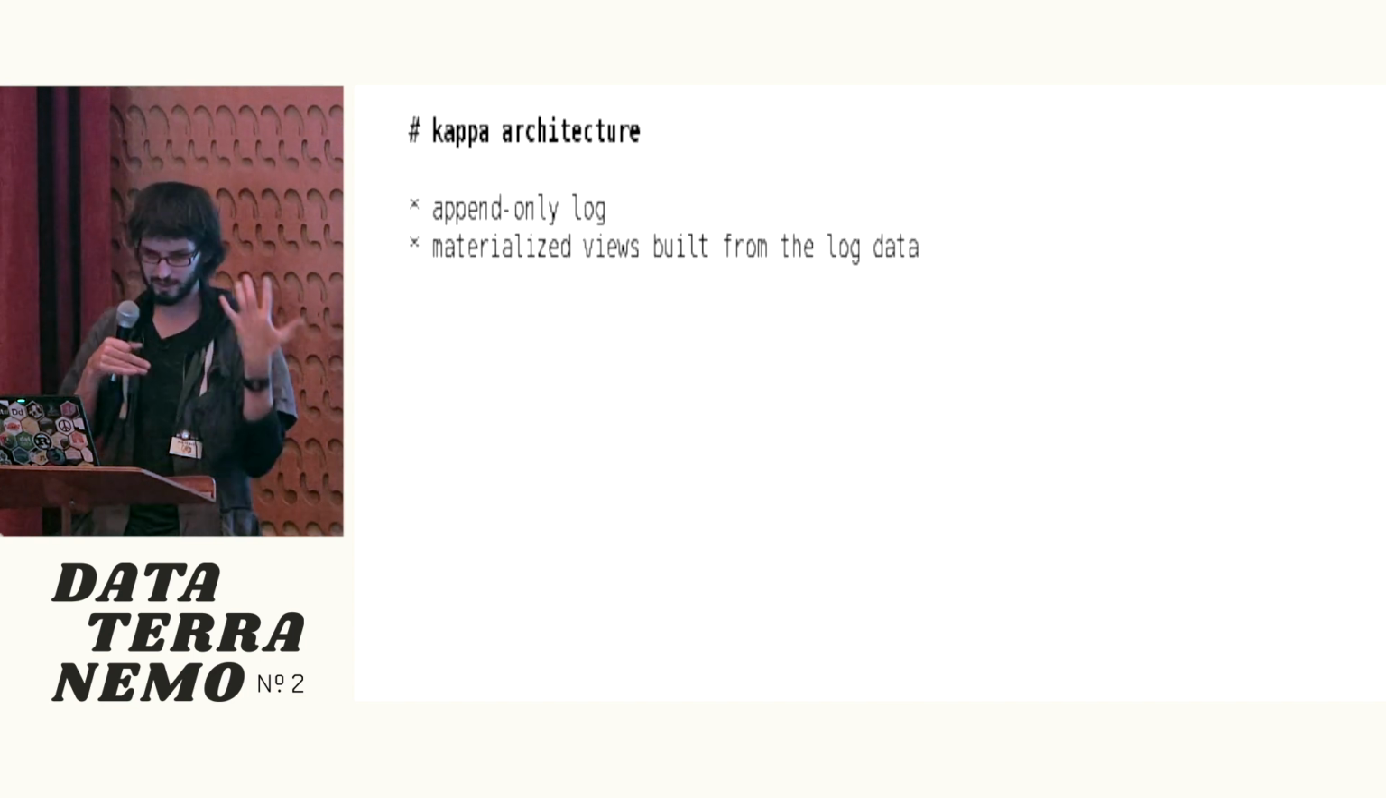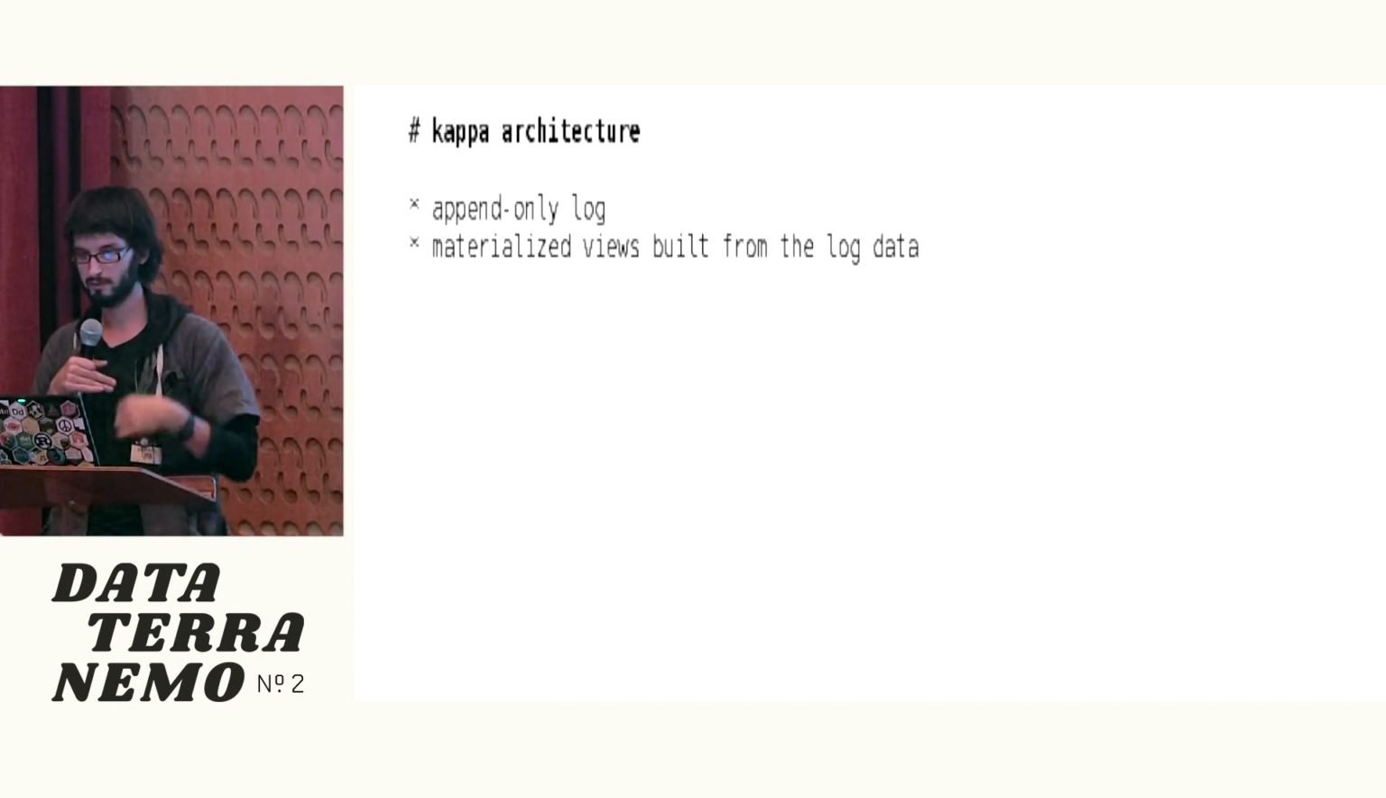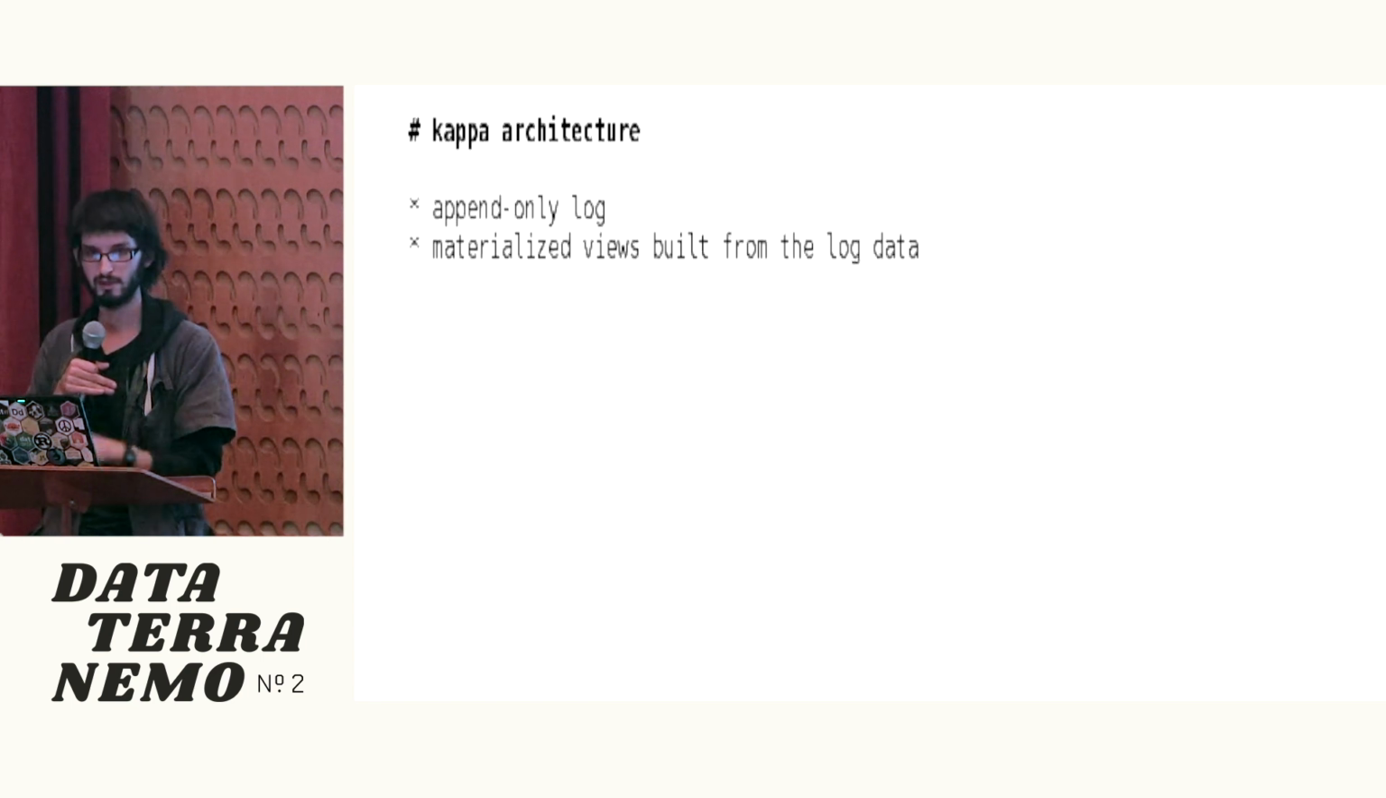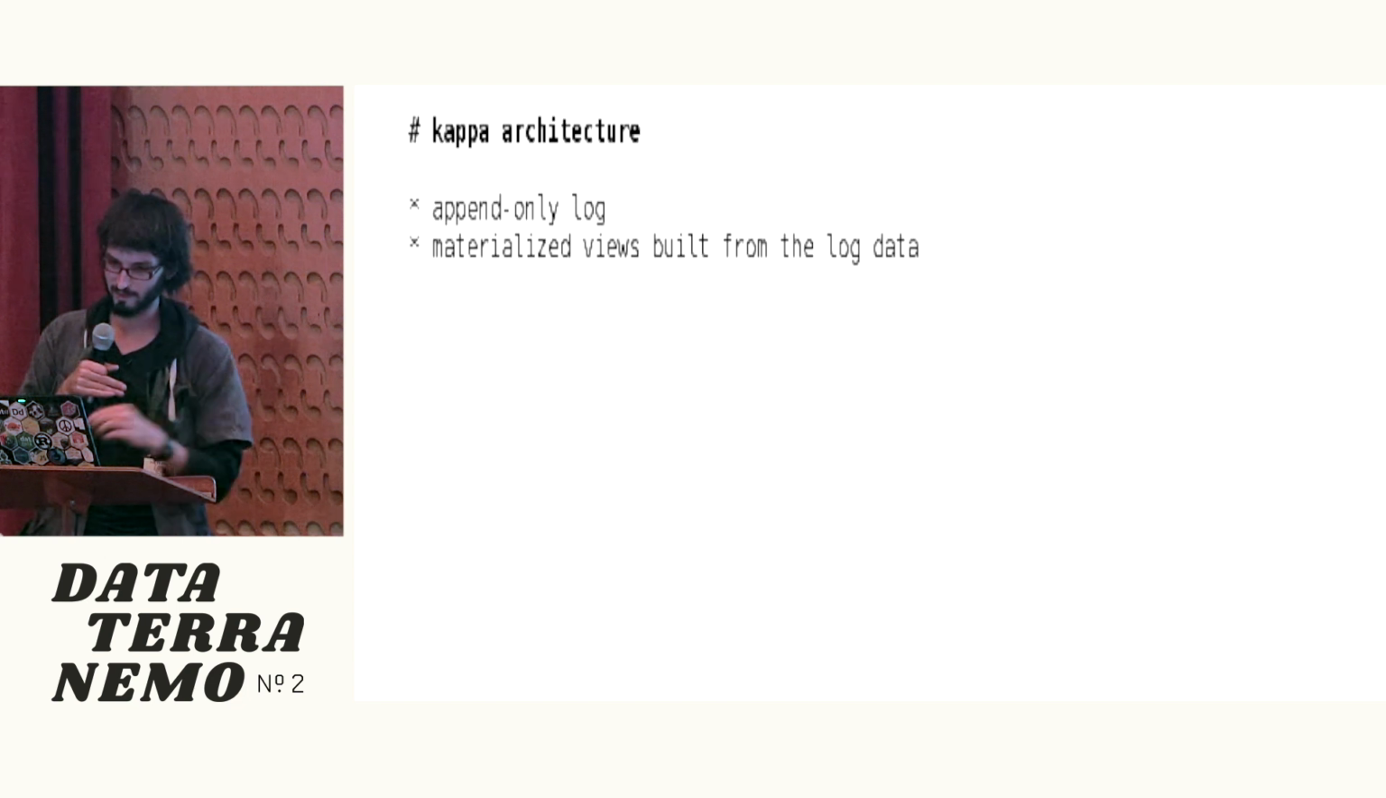For editing, you can use Kappa architecture, which people have talked a lot about today. That's where you have an append-only log, and you build materialized views, which is a fancy word for index, on top of them.